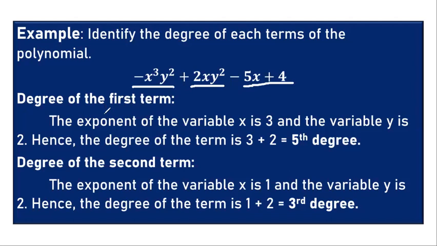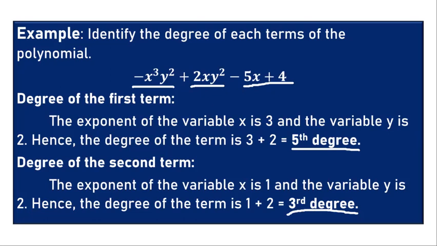Now, for the degree of the first term, the exponent of the variable x is 3, and the variable y is 2. Therefore, to find the degree of the first term, we will just add 3 plus 2. Then we have the answer: the first term of the given polynomial is of the 5th degree. Now for the second term, the exponent of the variable x is 1, and the variable y is 2. Hence, the degree of the term is 1 plus 2, which is equal to 3rd degree.